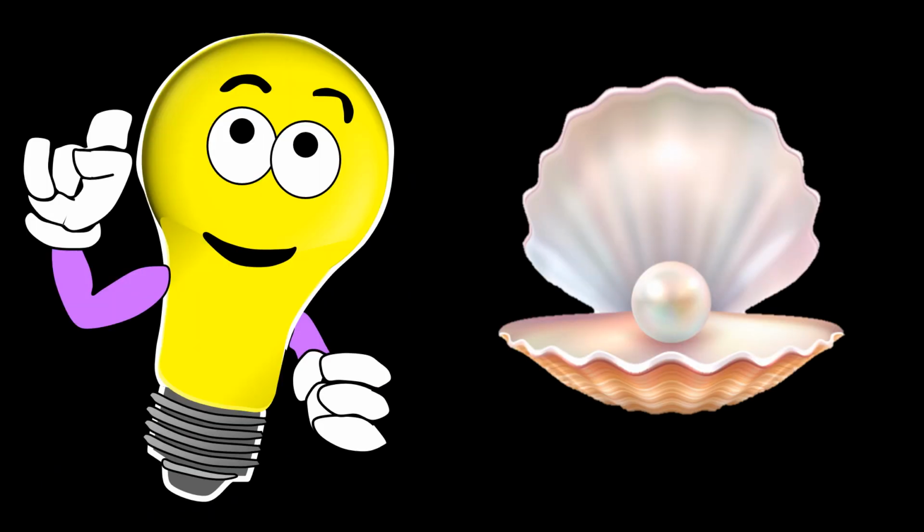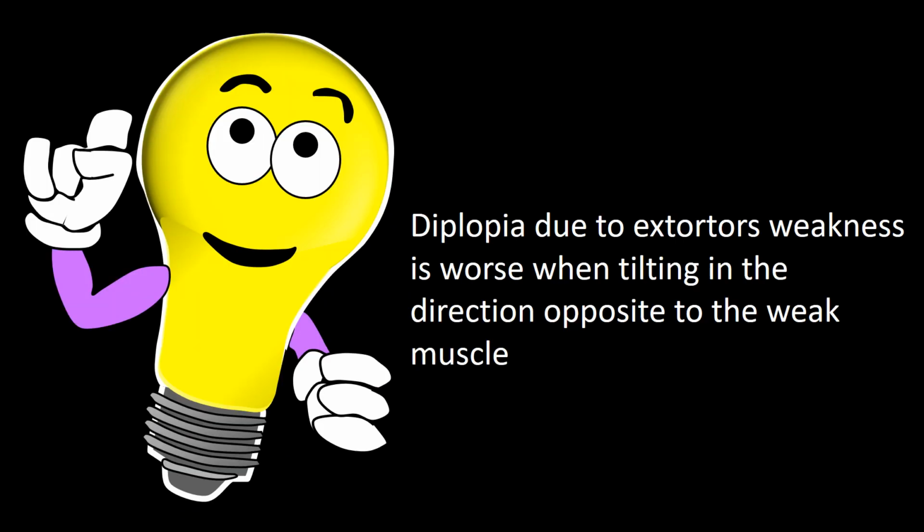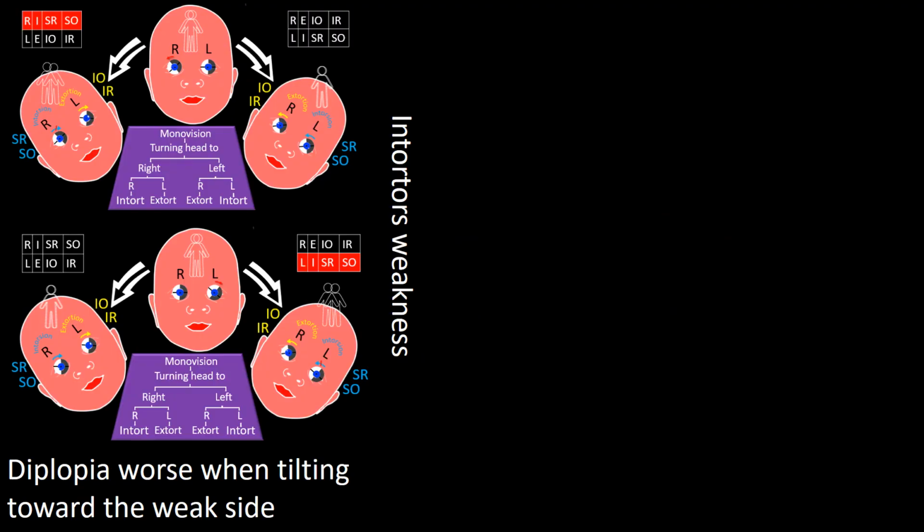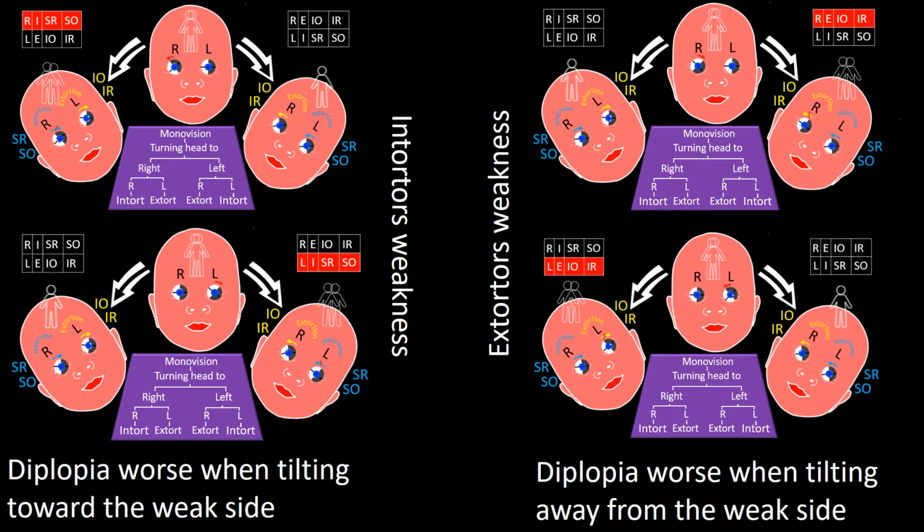The second pearl is diplopia due to extortor weakness is worse when tilting the head in the direction opposite to the weak muscle. To the figure we were just working with, I have added two cartoons indicating the consequence of extortor weakness. In patients with right extortor weakness, turning the head to the left worsens diplopia. In patients with left extortor weakness, turning the head to the right worsens diplopia. I will now introduce another question.